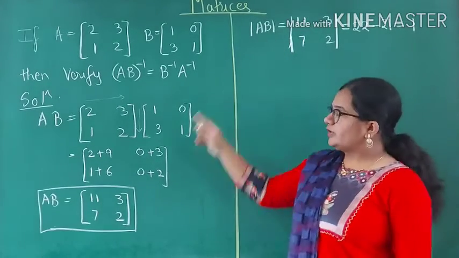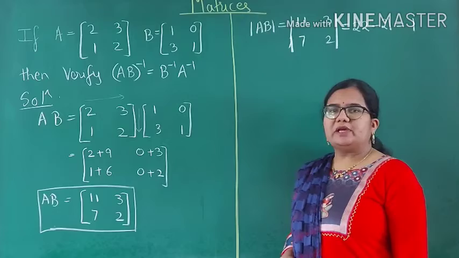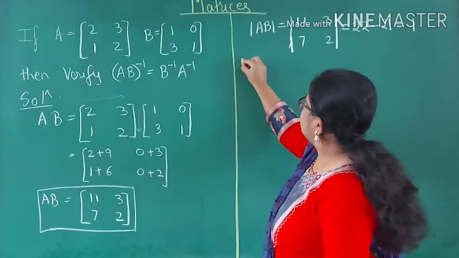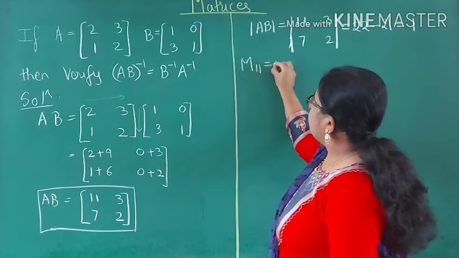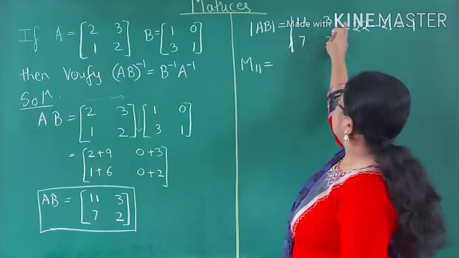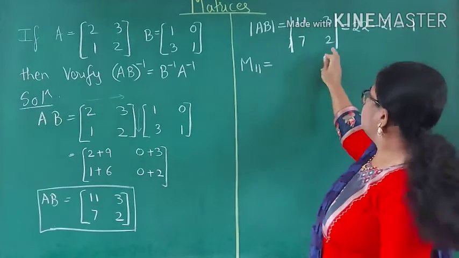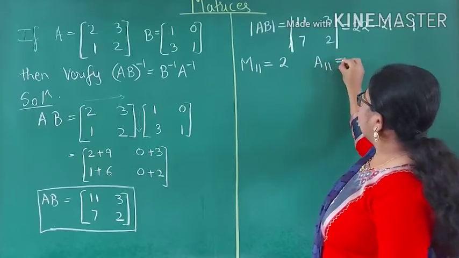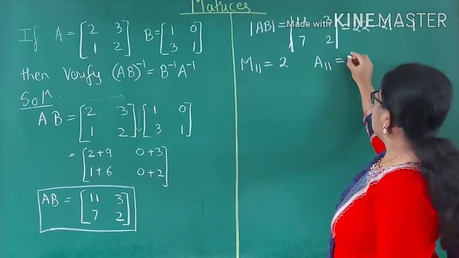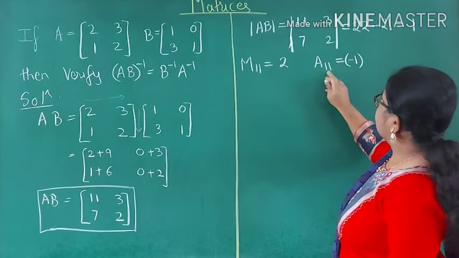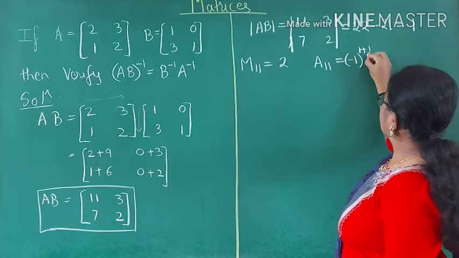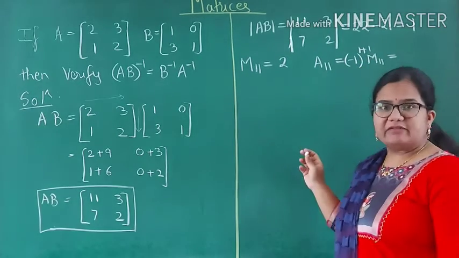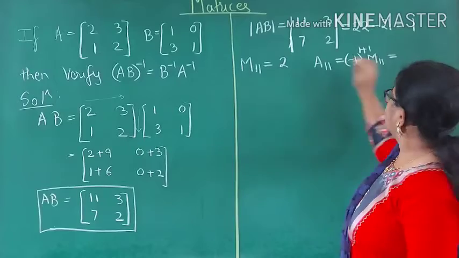Now as there are 4 elements in the matrix AB, you will have 4 minors and 4 cofactors. So let us find the minors and cofactors. M11 means you eliminate the first row and first column. Your value is 2. And what will be the cofactor? A11 will be equal to minus 1 to the power of the sum of row and column, into M11. 1 plus 1 is an even power. So 1 into 2 is 2.